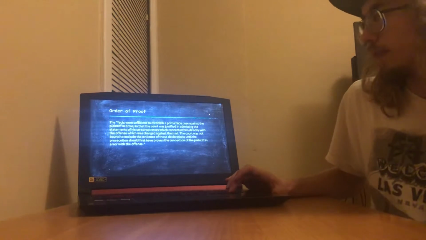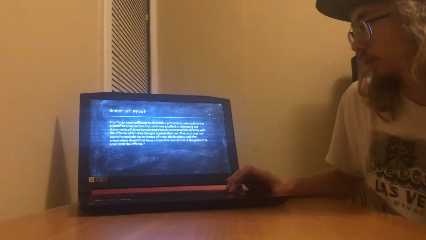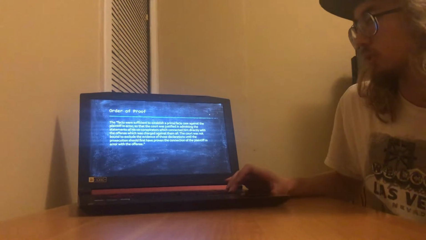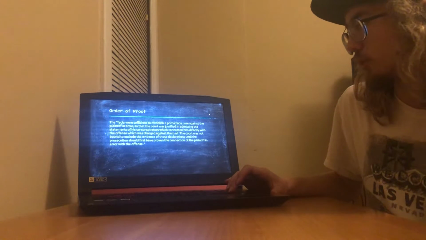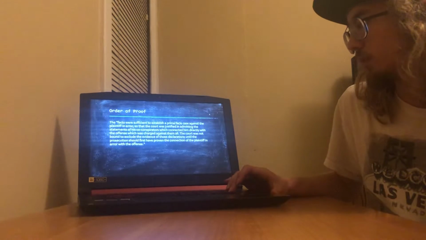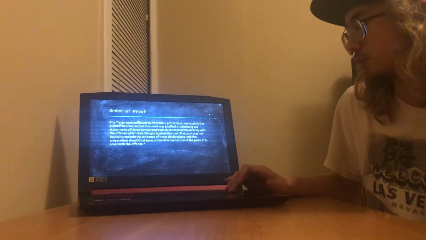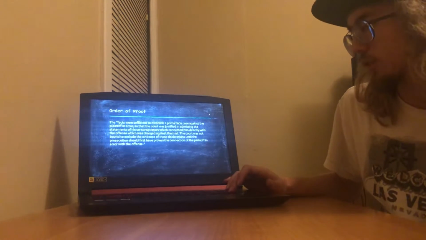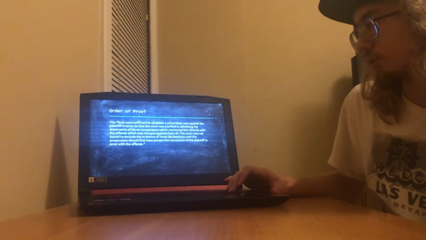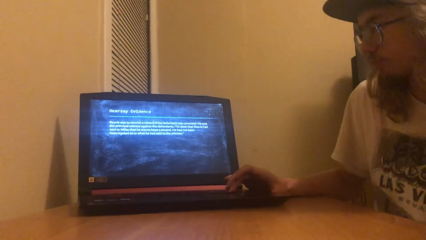Order of proof. The facts were sufficient to establish a prima facie case against the plaintiff in error, so that the court was justified in admitting the statements of his co-conspirators, which connected them directly with the offense which was charged against them all. The court was not bound to exclude the evidence of those declarations until the prosecution should first have proven the connection of the plaintiff in error with the offense.